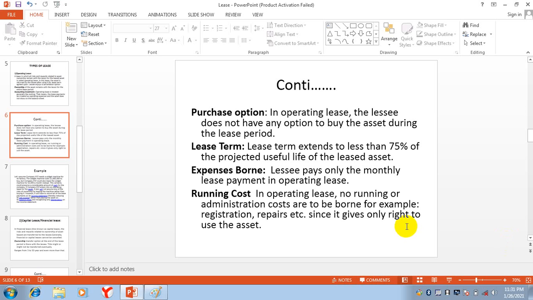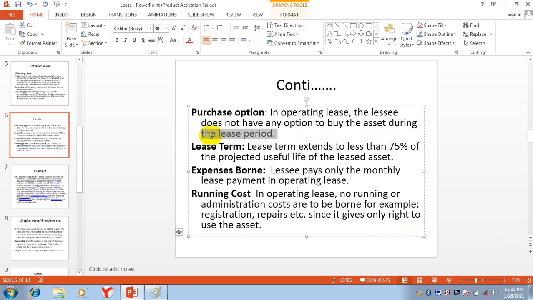The next thing is purchase option. In operating lease, the lessee does not have any option to buy the asset during the lease period. During the lease period, the lessee doesn't have an option to purchase the asset. This is another feature of this type of lease.